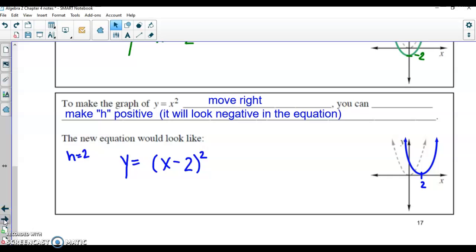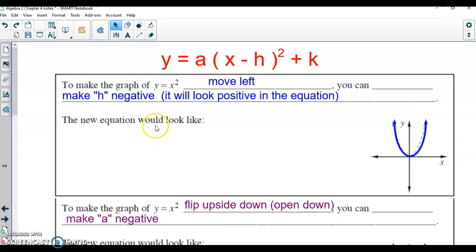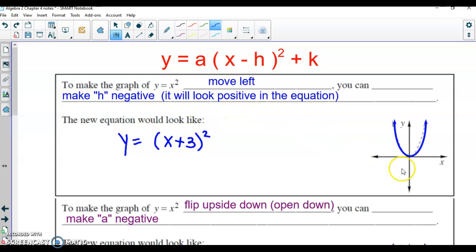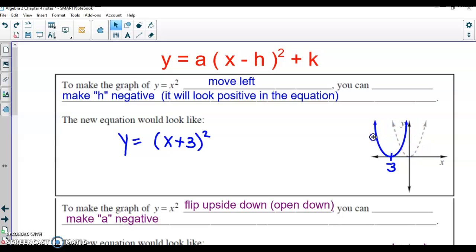To move my parabola to the left, we'll move over to the next page. Copy the general form of your equation here at the top. To move your graph to the left, you make h negative. So your equation is going to look like y equals the quantity x plus 3 squared. That is going to move your vertex over here to negative 3. So it shifts the vertex of that parabola to negative 3.